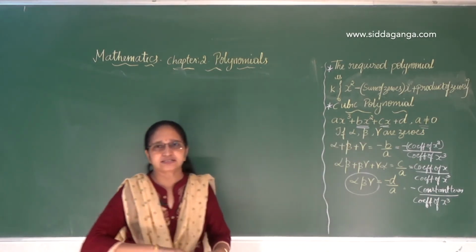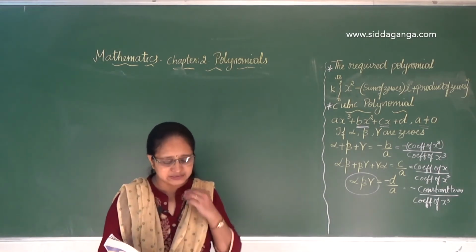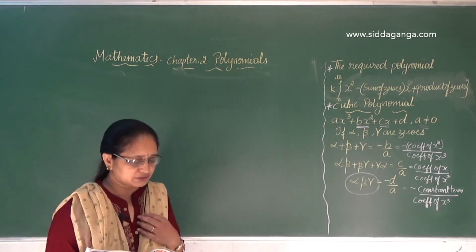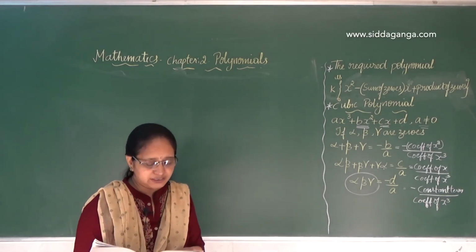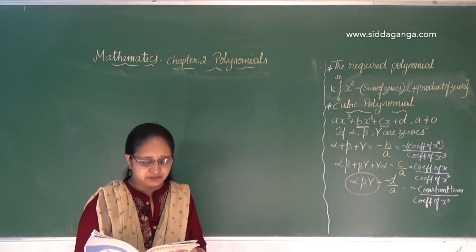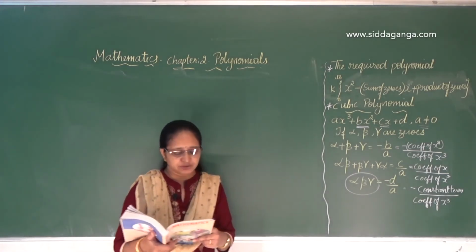That is only one example they have given in your textbook. I will try to solve it. Example 5. I will read the question. Verify that 3, minus 1, minus 1 by 3 are the zeros of the cubic polynomial. See, you have to verify.